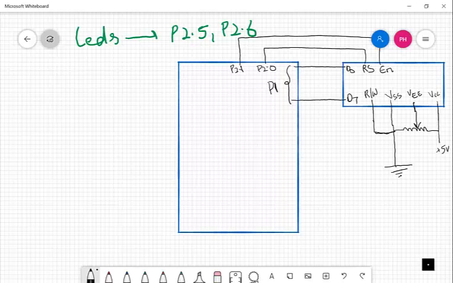That is it for the LCD. Now we have two LEDs. We have connected to P2.5 and P2.6. Let me mention those two LEDs here.